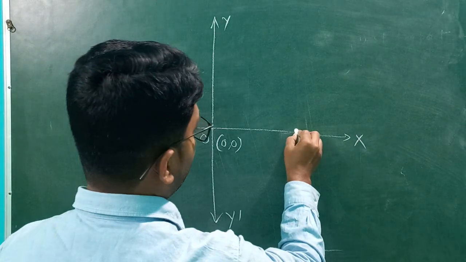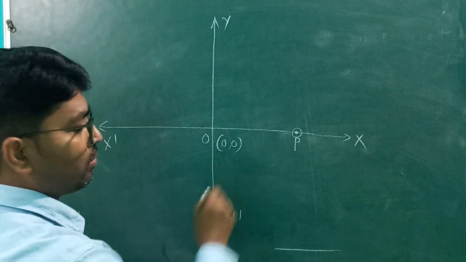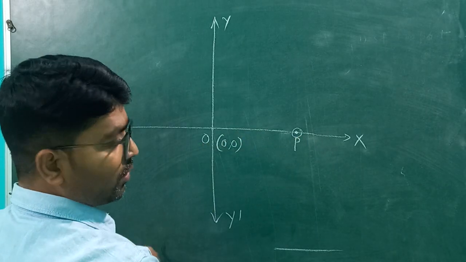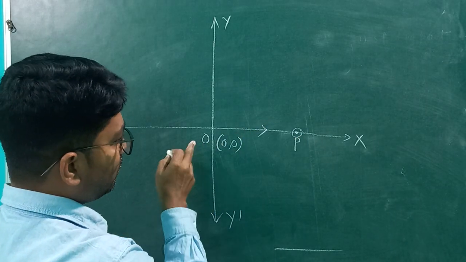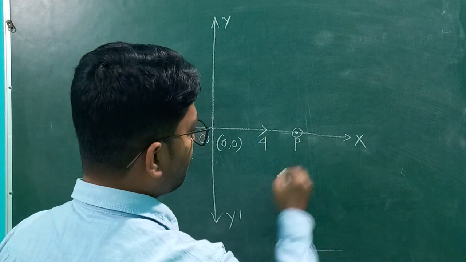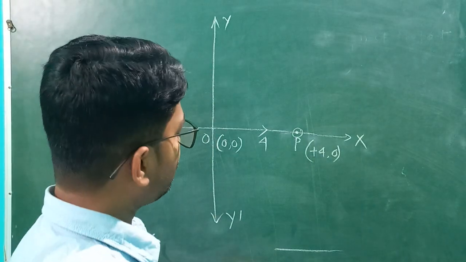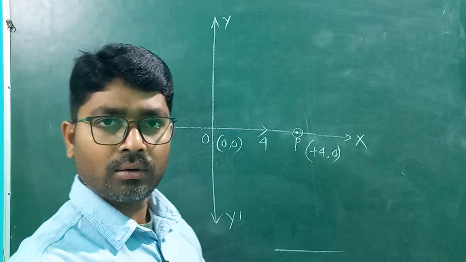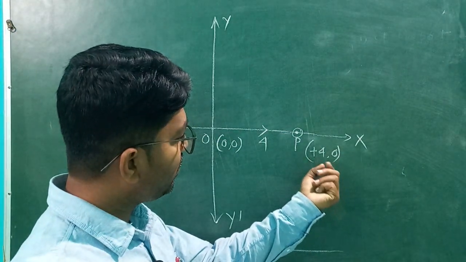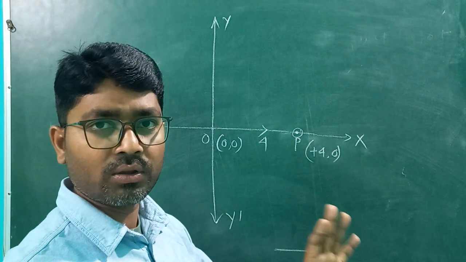Now, any point that lies on the x-axis, suppose this point P. What should be its coordinate? See, if we want to reach the point P, we have to move along the x-axis to the right side. Say this length is 4. So what should be its coordinate? Its coordinate would be plus 4 comma 0. Why 0? Because there is no movement along the y-axis. So for any point on the positive x-axis, the coordinate should be plus x comma 0. Whatever the value of x, the y coordinate should be 0.